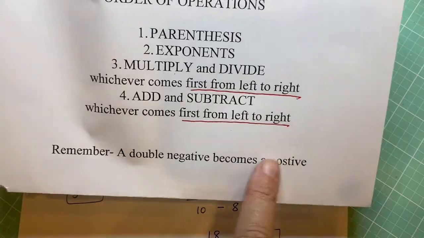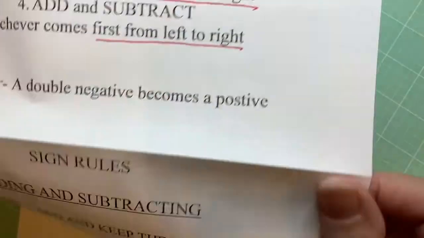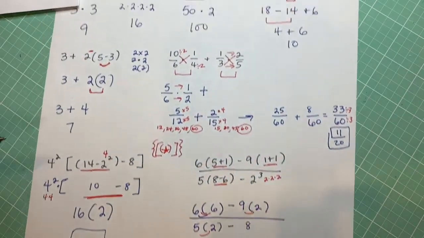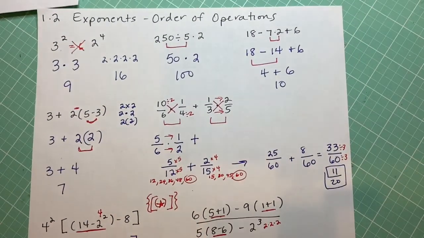I said double negatives and positive. That's actually going to be tomorrow. We're going to do these notes down here. I folded it in the wrong place. You don't need that for today, just order of operations. So you're ready to work your practice problems for 1.2.